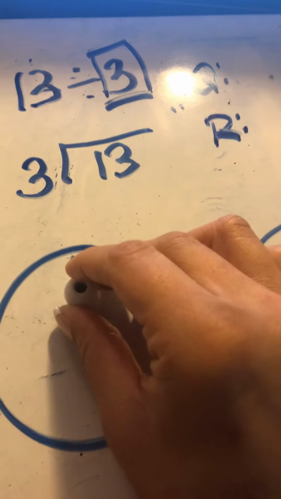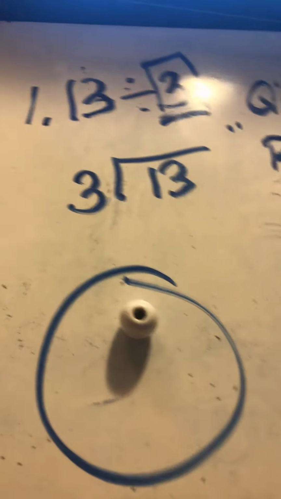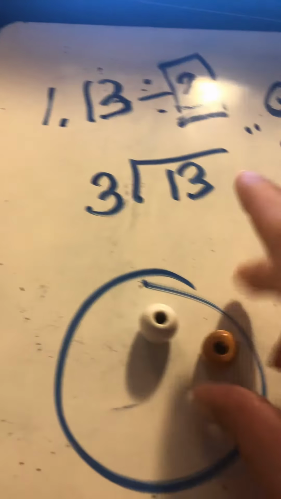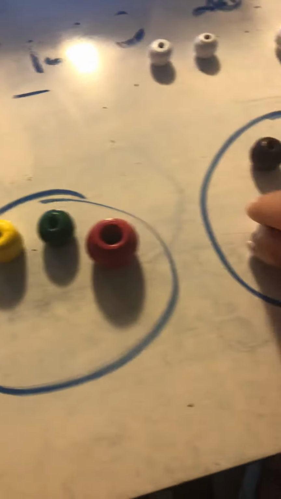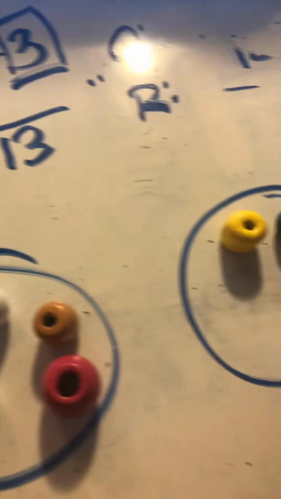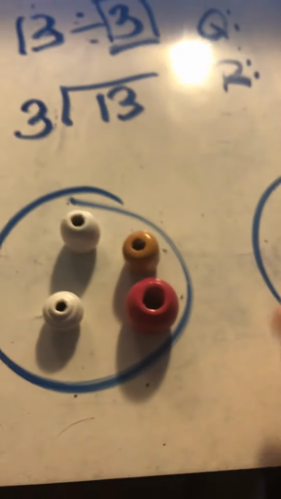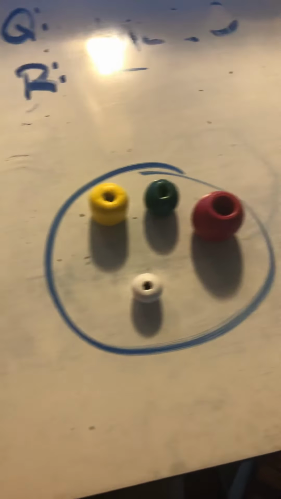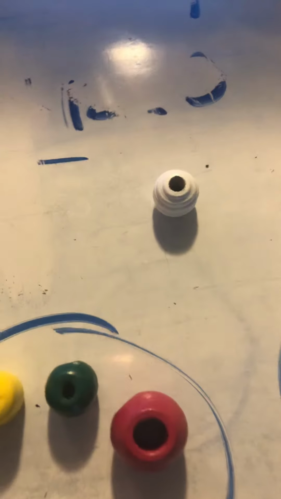Okay, so I'm going to take 1 bead here, 2, 3, 4, 5, 6, 7, 8, 9, 10, 11, 12, and I still have 1 more. But since this little guy doesn't fit in all of these, I don't have 1 for each of these circles, so I'm going to leave him out.